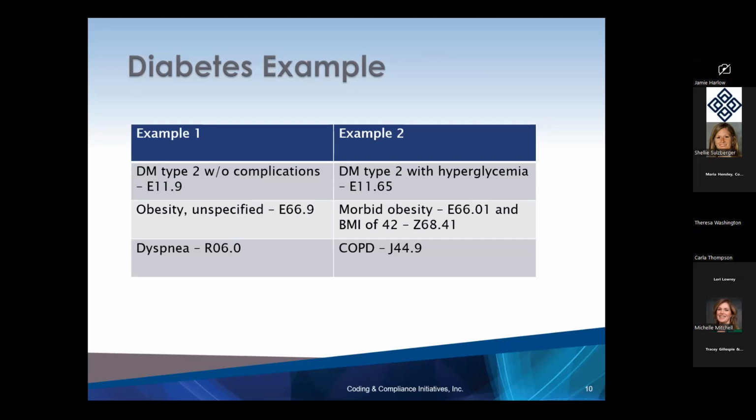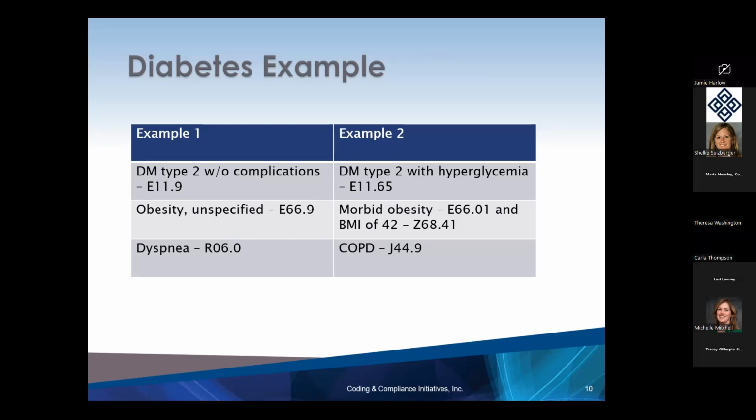Okay. So when we're looking at some of these examples, if you look at example number 1, diabetes type 2 without complications. This tells us as readers that your patient is well controlled, everything is good. Obesity, unspecified, means we are not sure if they're over or morbidly obese, what the obesity is due to, is it due to a drug? Is it due to excessive calories? And dyspnea is a sign or symptom.